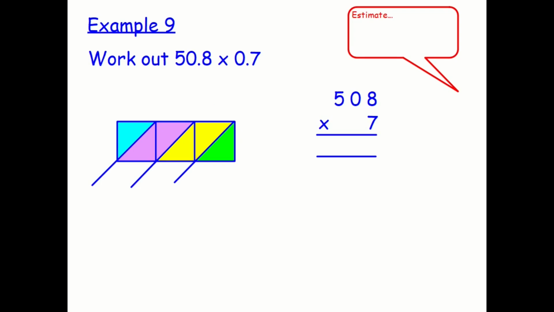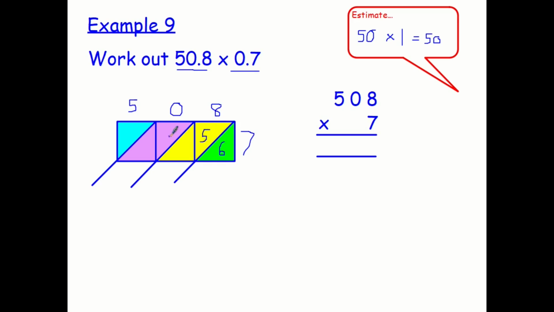Example 9, work out 50.8 times by 0.7. So again, you're multiplying by a number less than 1, but let's just, for argument's sake, say that's 50 multiplied by 1. So I know that I'm looking for something in the region of 50, but actually it's going to be less than even this number because we're multiplying by a number less than 1. I'm not going to put 0.7, I'm just going to put the 7 part here. 5, 0, 8, 7 eighths are 56.